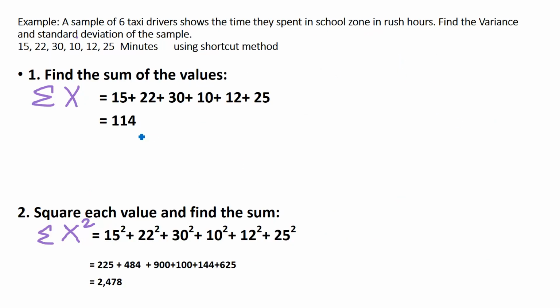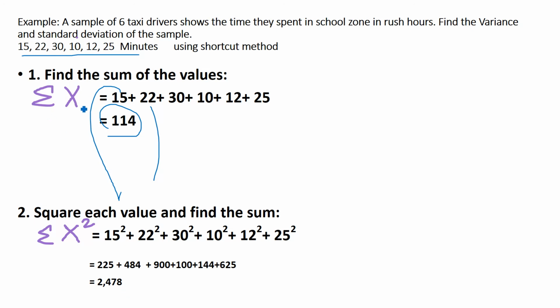I will show you with the help of an example. This is the same example. 6 taxi drivers were waiting. What we did before, first we calculated the mean in the first example. This is the direct formula, summation of x, right? So you have to add all of this. 15 plus 22, and so on, it is 114. The other is x square. First you have to square each individual value and then add. So see, there is a difference. It is 114 and it is 2478.